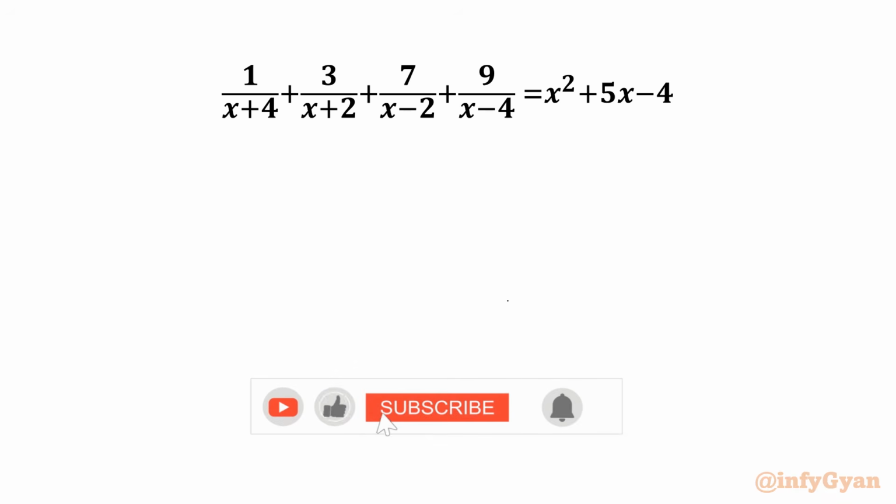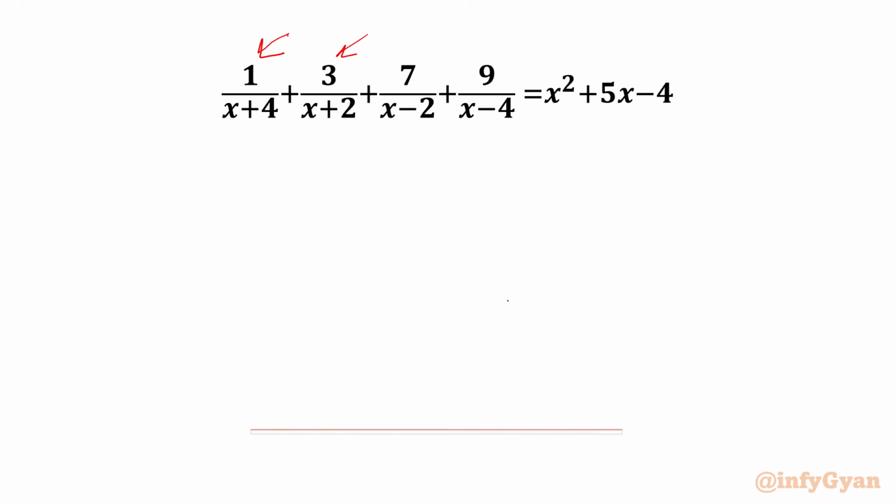Here we have one rational equation with different numerators in the left hand side. If we add these two numbers, we will get 5: 3 plus 2 is 5, 7 minus 2 is 5, 9 minus 4 is 5. So we have a constant difference between the constant written in the numerator and the denominator.